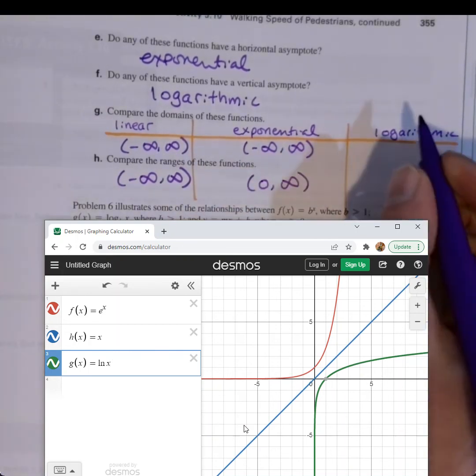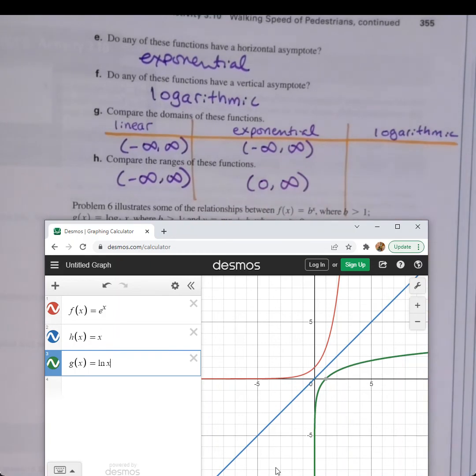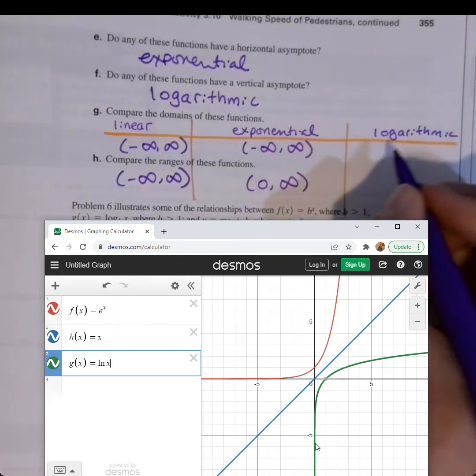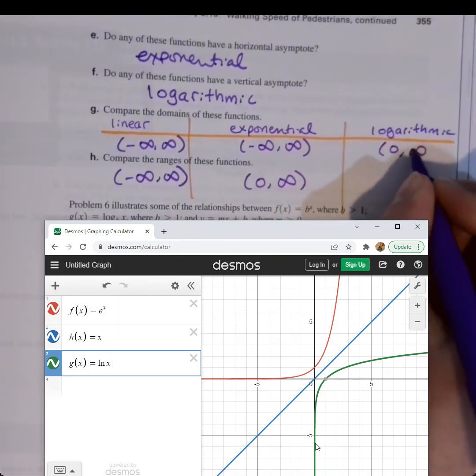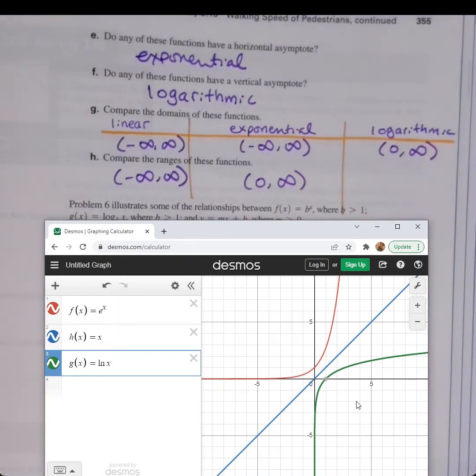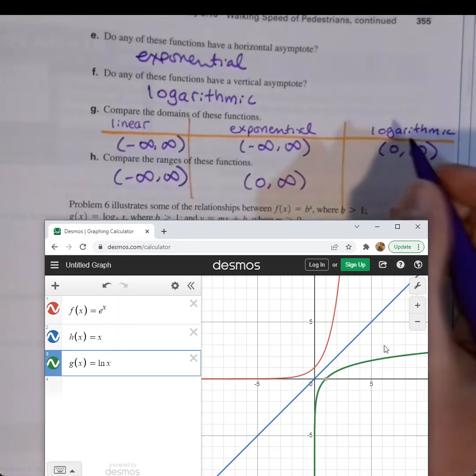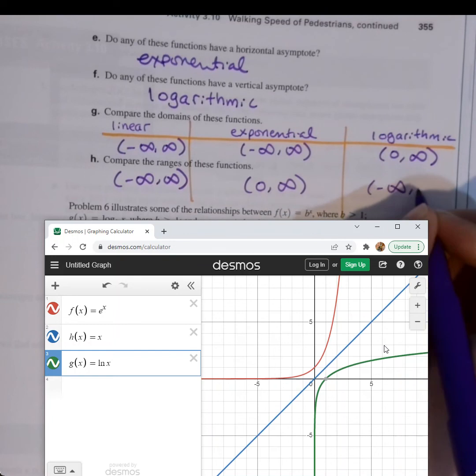For the logarithmic, the domain of the logarithmic is I do not get to have any negative x's, so I have only the 0 and up for the inputs. But for outputs, I certainly go down into the negative outputs and up into the positive outputs. So we have negative infinity to infinity there.